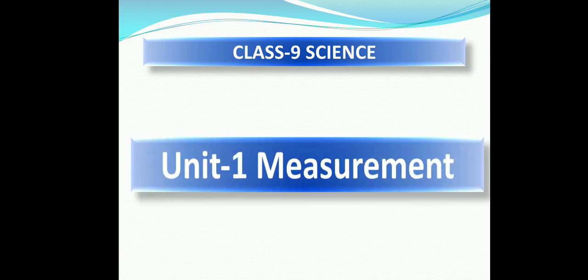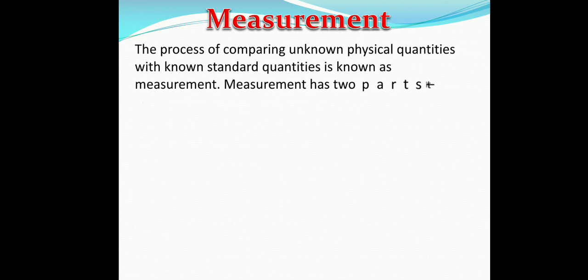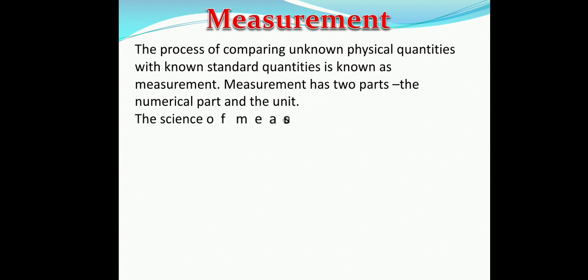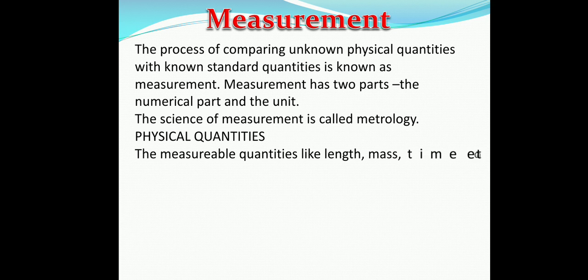Class 9 Science, Measurement, Unit 1. Whenever we purchase daily items like rice, pulses, meat, milk, vegetables, fruits, etc. from the market, shopkeepers do not give us the things without measuring. They give us the things only by measuring.